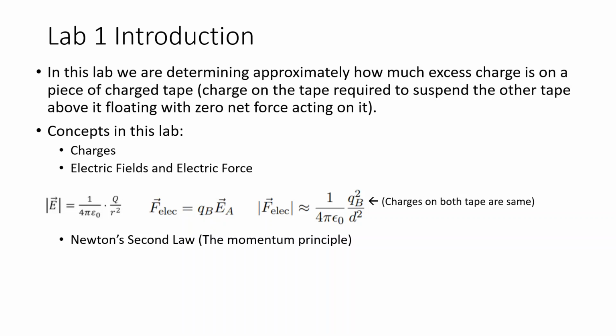And the formulas for the three are shown. The third formula on the right says QB squared because in this lab we can assume that both charges on the tapes are the same. So substituting in the electric field formula into the electric force formula and simplifying, we can get Q, just the charge of one of the tapes squared.